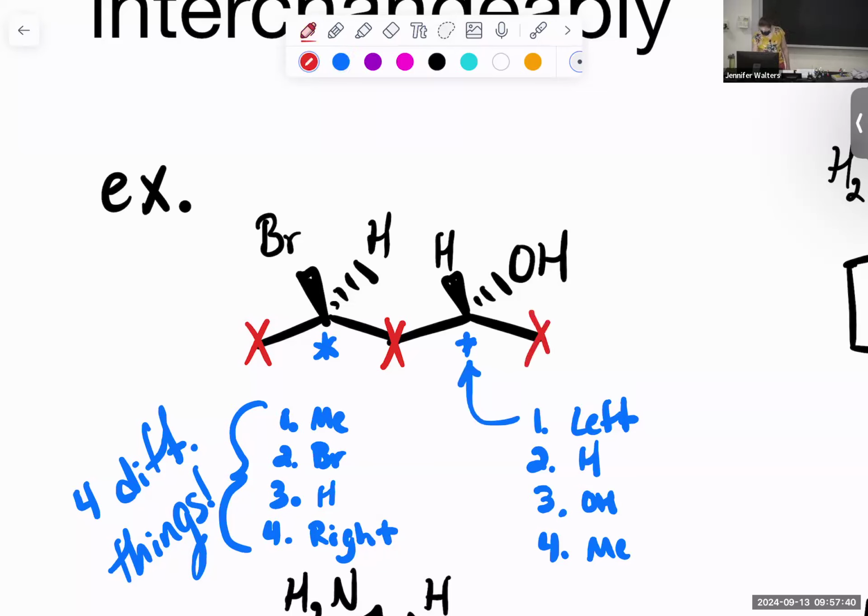And then that CH3, again, cannot be a chiral center because it has 3 hydrogens. That's not 4 different things. So in this molecule, we have 2 chiral atoms.